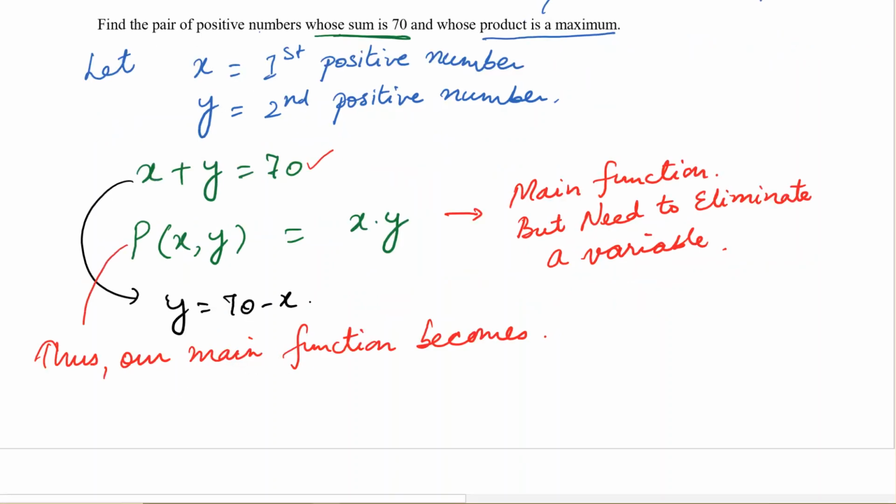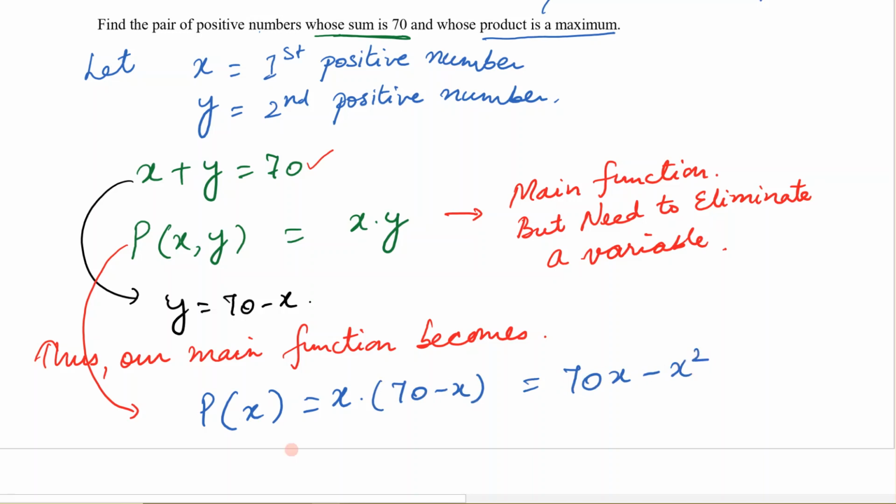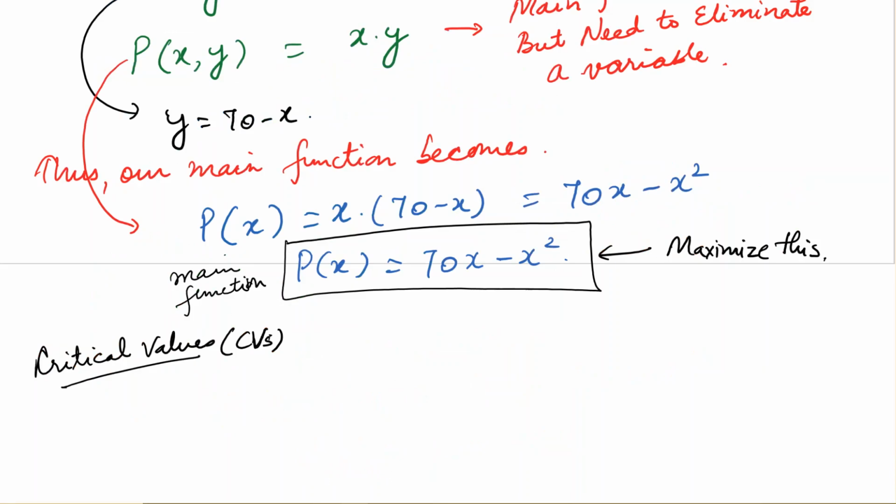So this implies our main function becomes P only as a function of x. So in place of y, we write 70 minus x. So our product function is 70x minus x squared. So P(x) is 70x minus x squared. This is our main equation, or main function. So we want to maximize this. In order to maximize this, first we want to find the critical values of this function. It means we need to set the first derivative equal to 0.